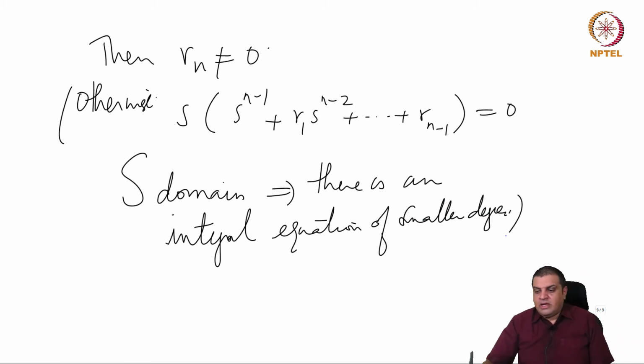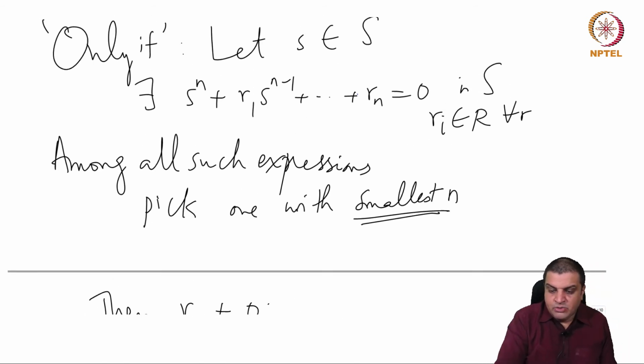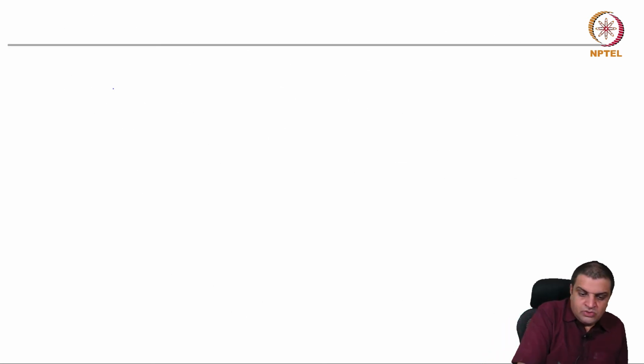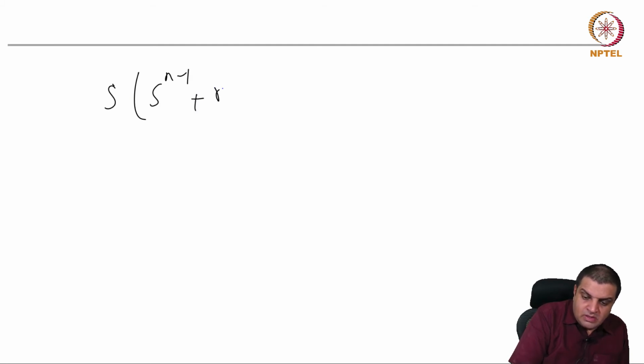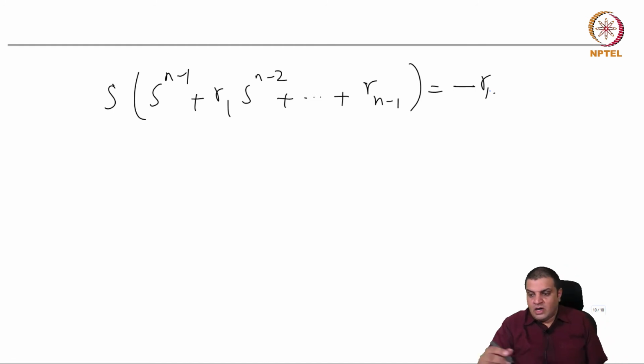Okay, so this is where domain is used. So now we can rewrite this. This was the expression. So we can take Rn to this side, and then in a similar way we write S times S^(n-1) plus R1 S^(n-2) all the way up to R_(n-1) equals minus Rn.